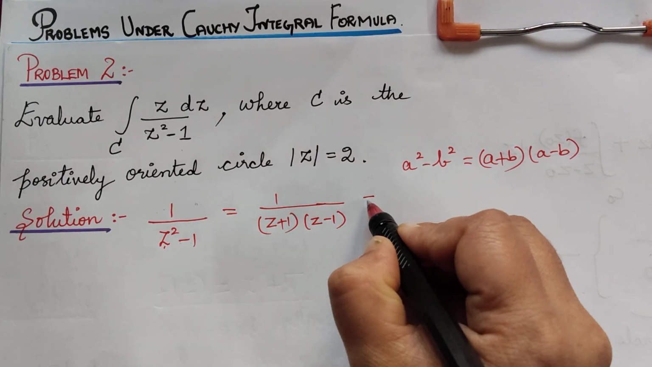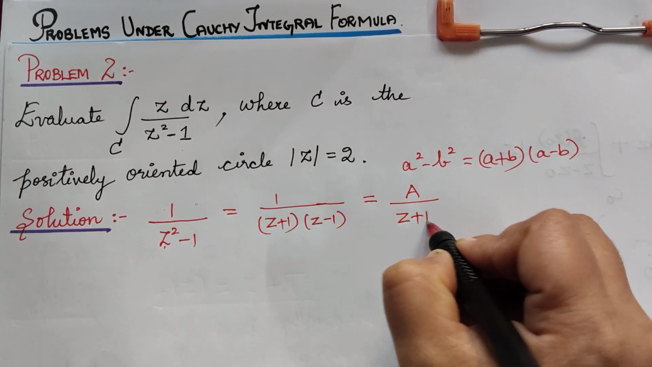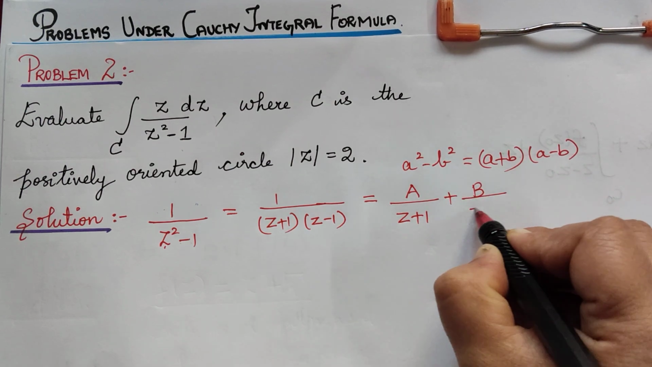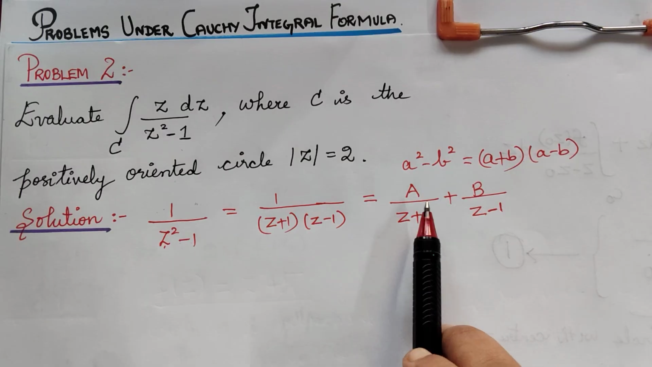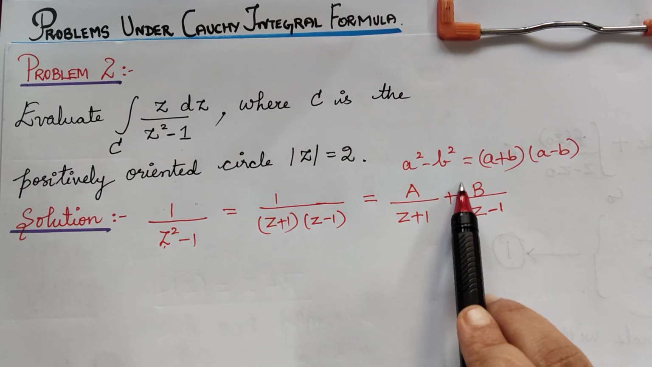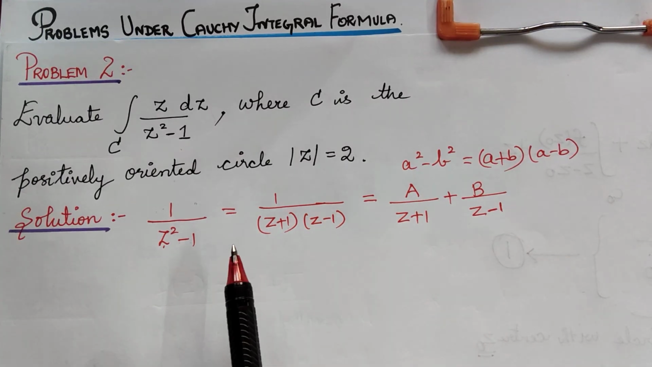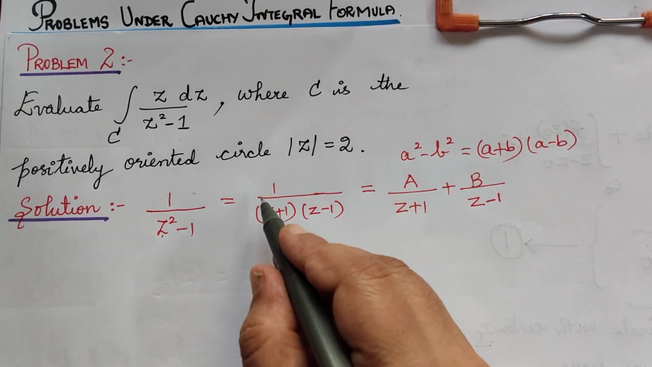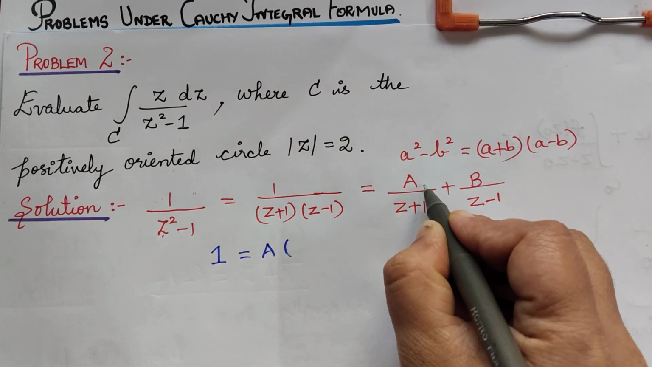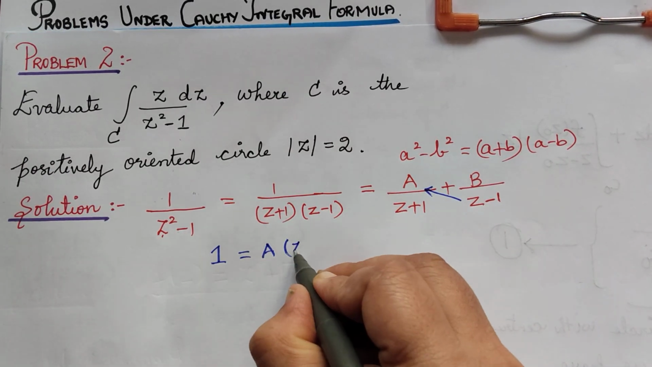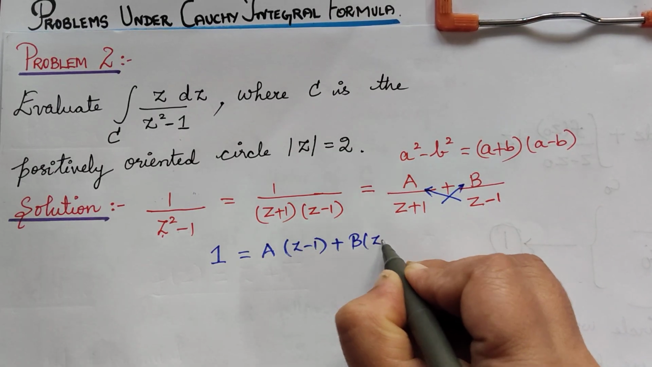Now, this can be split up by using partial fraction, that is a by z plus 1 plus b by z minus 1. Now, we have to find the value of a and the value of b. By the method of partial fraction, we can write 1 is equal to a multiplied with z minus 1 plus b multiplied with z plus 1.